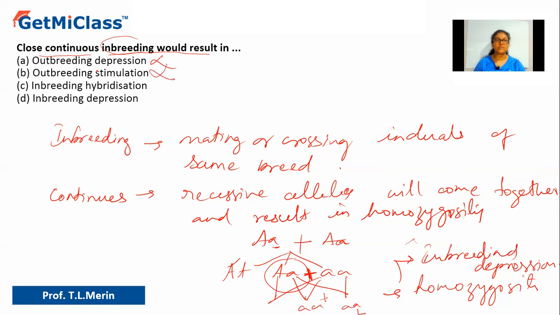Option B also says outbreeding stimulation. Again, it is related to outbreeding, so we don't have to even think about it. We can just rule it out because here it is outbreeding in the option.